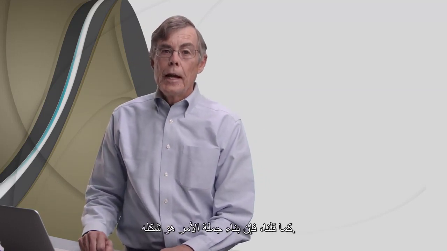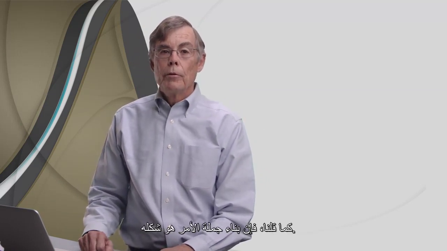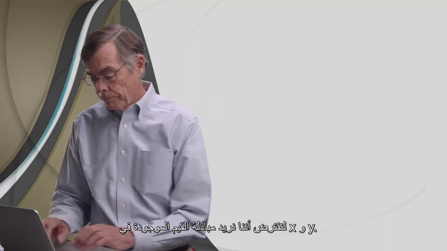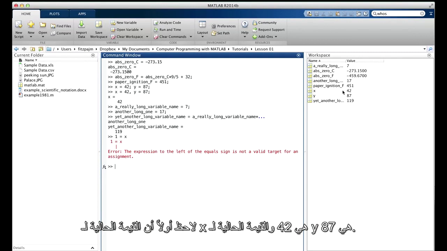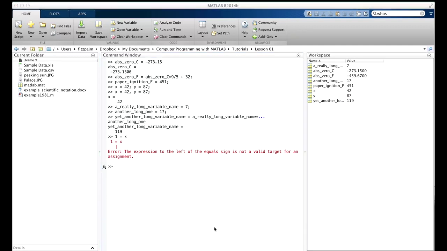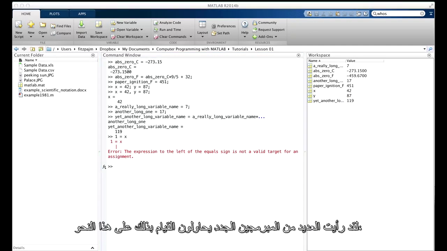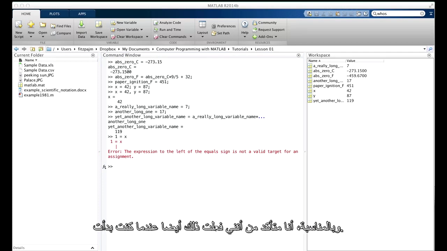As we said, the syntax of a command is its form. The semantics of a command is its meaning. An example of semantics is this. Suppose we want to swap the values that are in x and y. First, note that the current value of x is 42 and the current value of y is 87. I've seen many new programmers try to do it like this. And by the way, I'm certain I did it too when I was starting out.